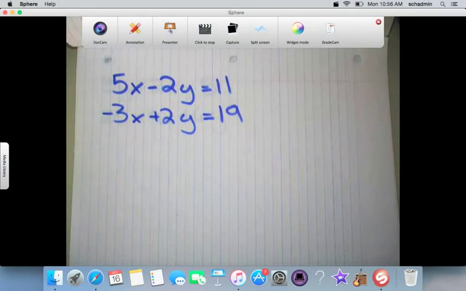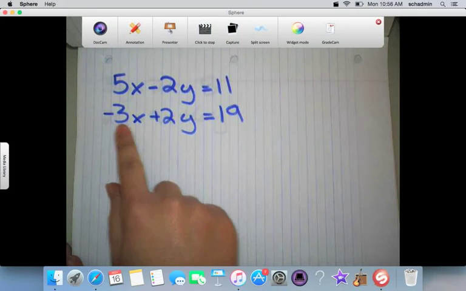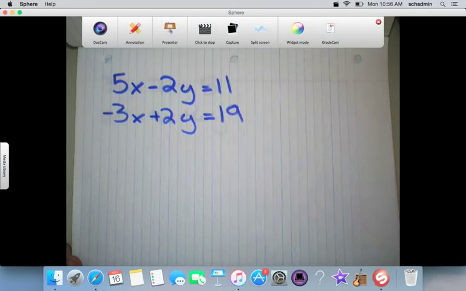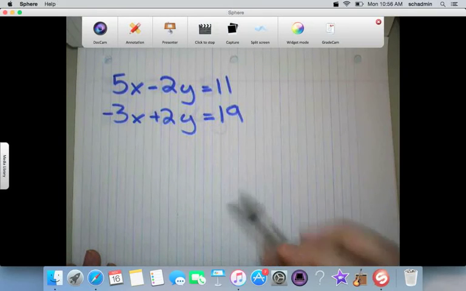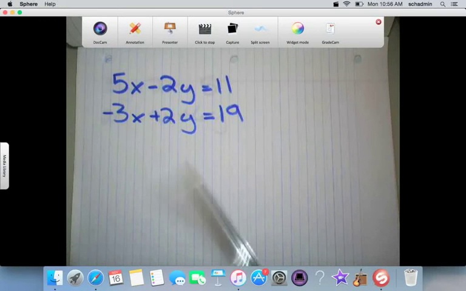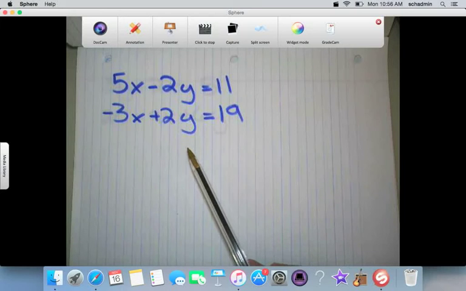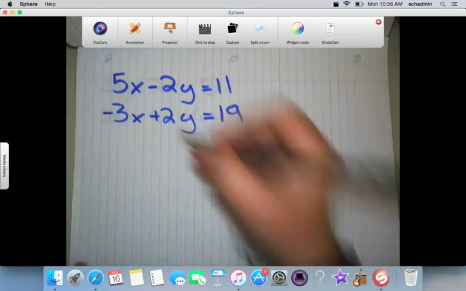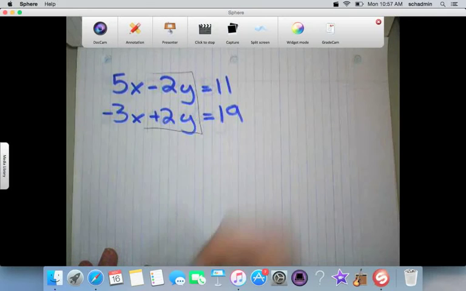So here are our two linear equations. We have 5x minus 2y equals 11 and negative 3x plus 2y equals 19. The reason elimination is useful is every once in a while you'll end up with a problem like this, where if I try to isolate a variable, I'm going to end up with fractions in front of one of my variables, and one of my constants will also be a fraction. And let's be honest, guys, none of us really like fractions, and it makes the math harder. So what you can do is, if you'll notice right here, those are the same, basically. One's a negative, one's a positive.